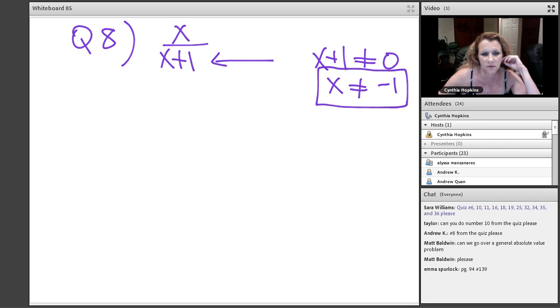Okay? Doesn't matter what the numerator is. There's no restrictions for numerators, but denominators cannot equal 0. So that's all they wanted, Andrew. All right. Let's see. Next is number 10.